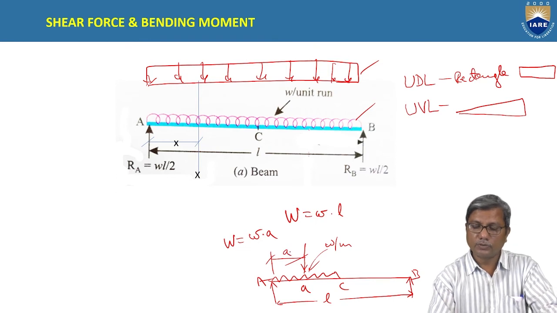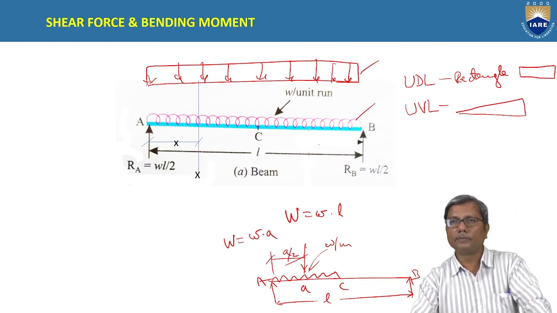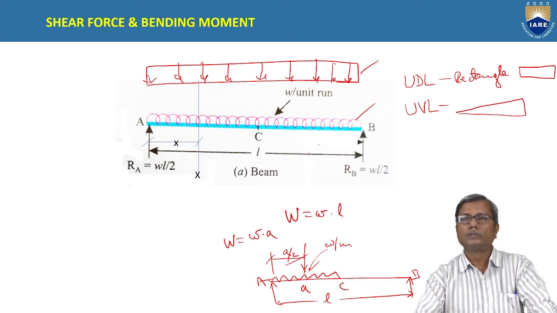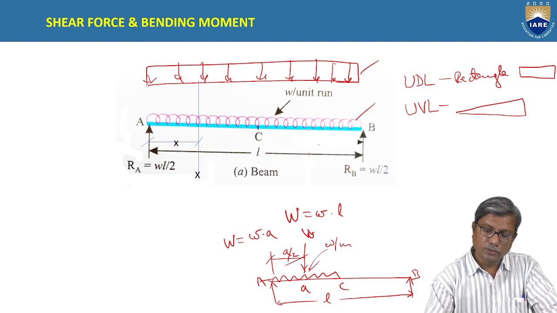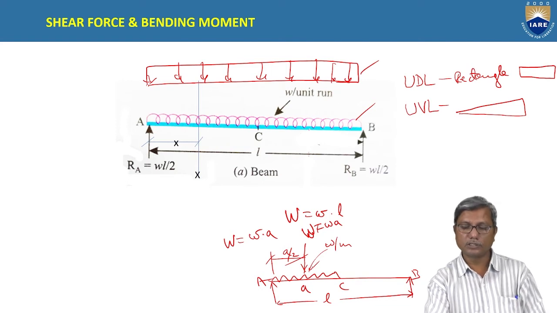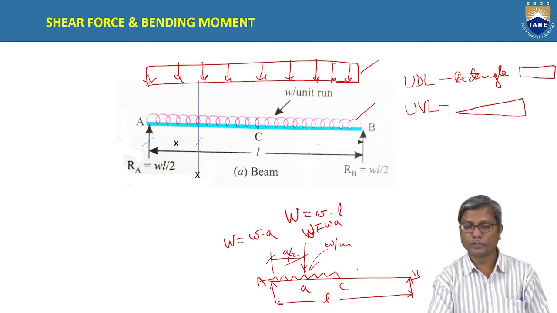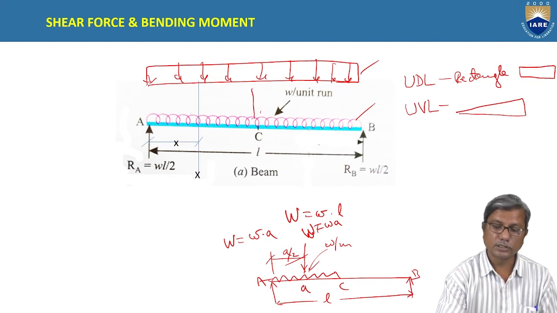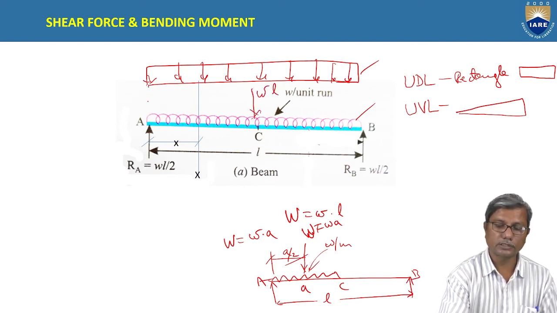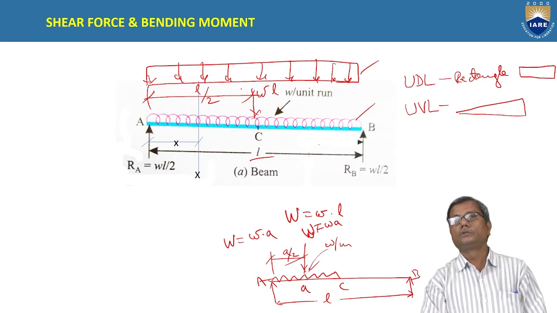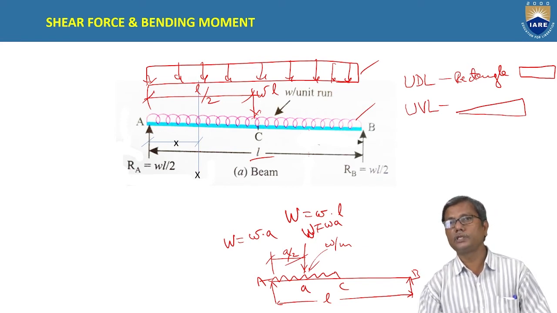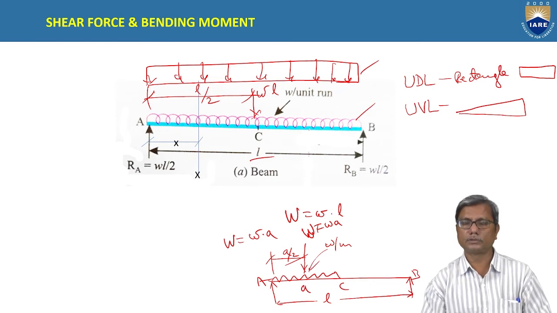From the end of UDL, it will be at its middle, A by 2. From the end of UDL, the resultant load, which is equal to W into A, acts at the middle, at a distance of half of the length A. Similarly, in this case, the resultant load WL acts at a distance of half of the length L, that is L by 2. So here half of the length means it is the length of UDL and not the length of beam. You keep that in mind.